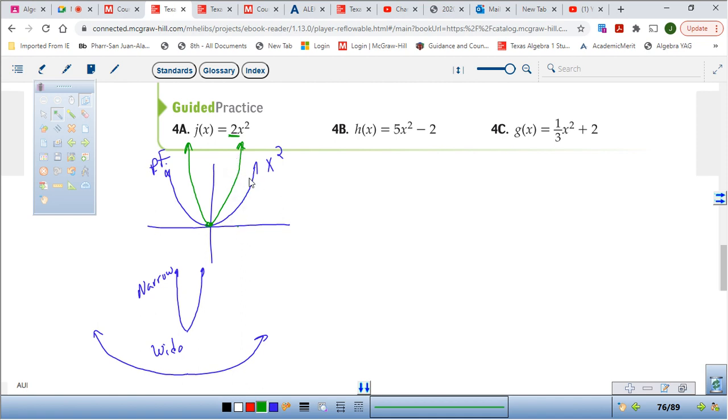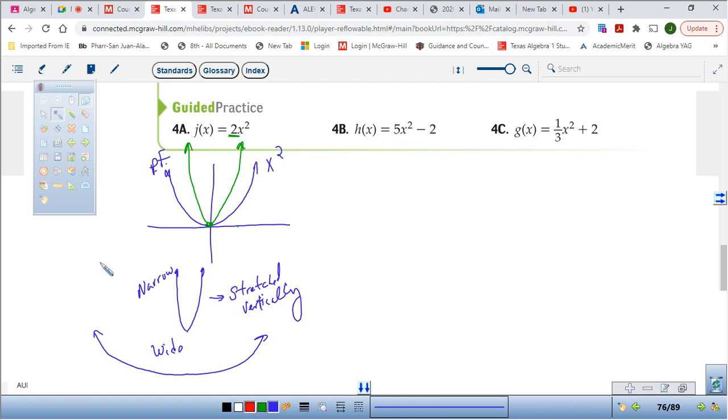Now, I do need to mention this real quick. If you're going to take a STAR test, on STAR test questions and benchmarks, these words come out. You see this one right here? Narrow. This one is stretched. Stretched vertically.